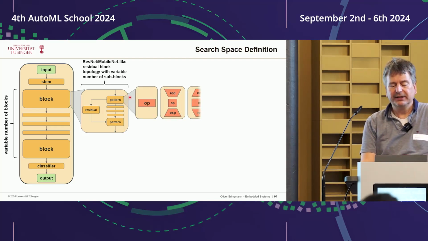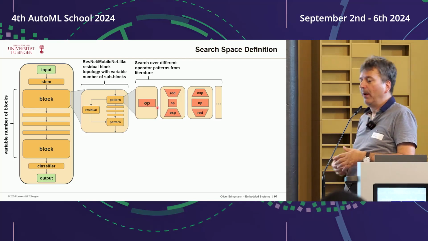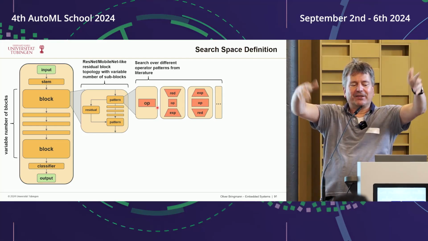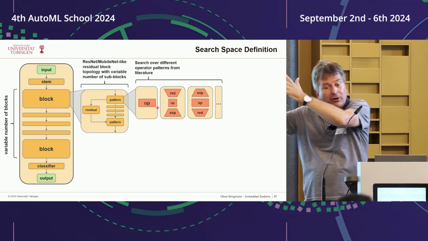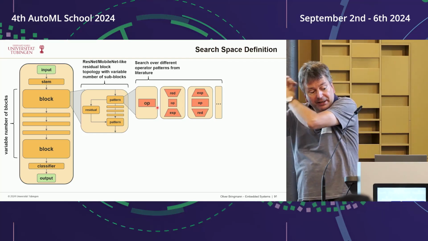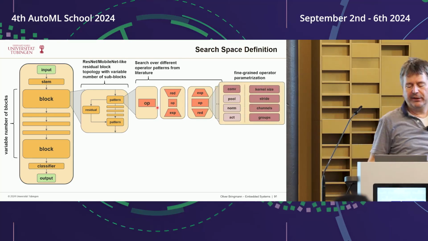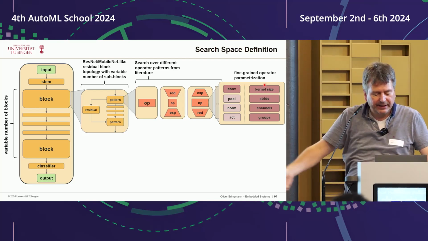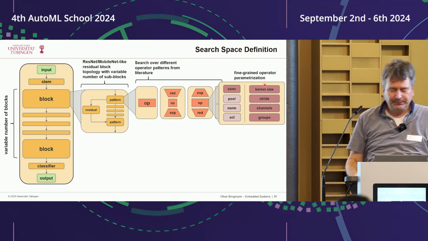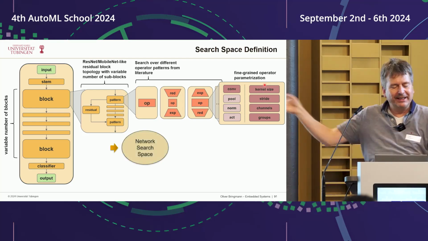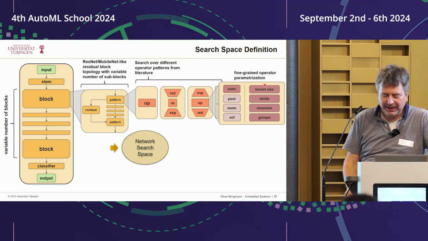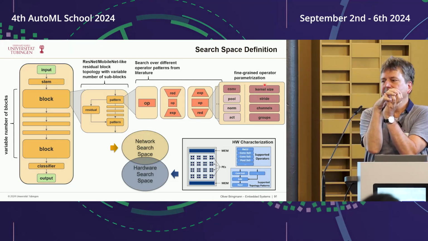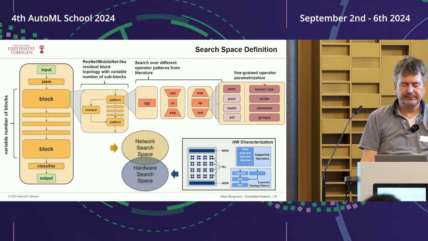Then inside you can also choose between different operators: standard convolutions, depth-wise convolution, bottlenecks, and so on. All the operators you would like to see there, you can define. Then each operator can be refined further with respect to, for example, kernel size, strides, number of channels, and so on. That defines a neural network search space, and you have to do the same for the hardware, and then you can put them together. That's the idea of what we are proposing.